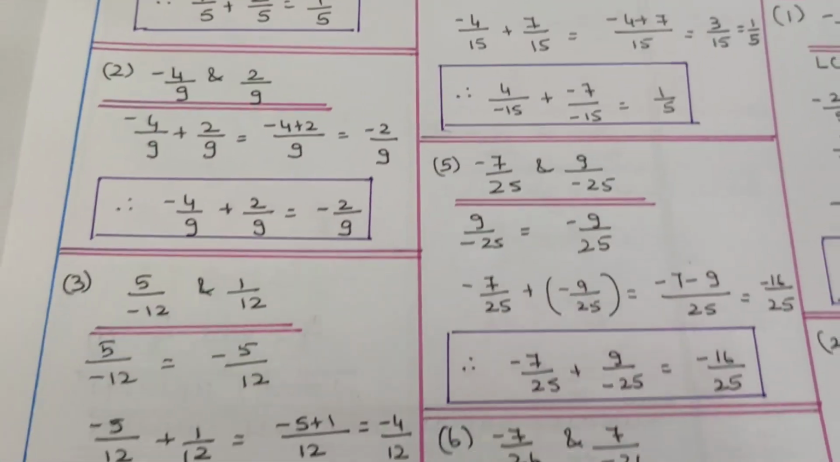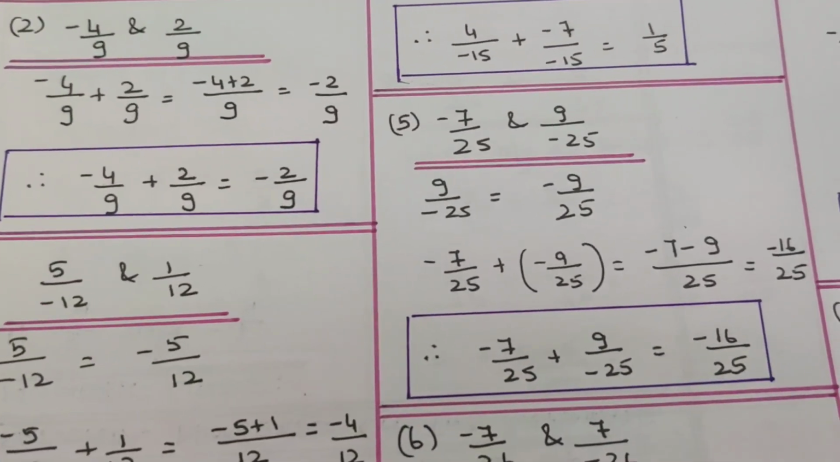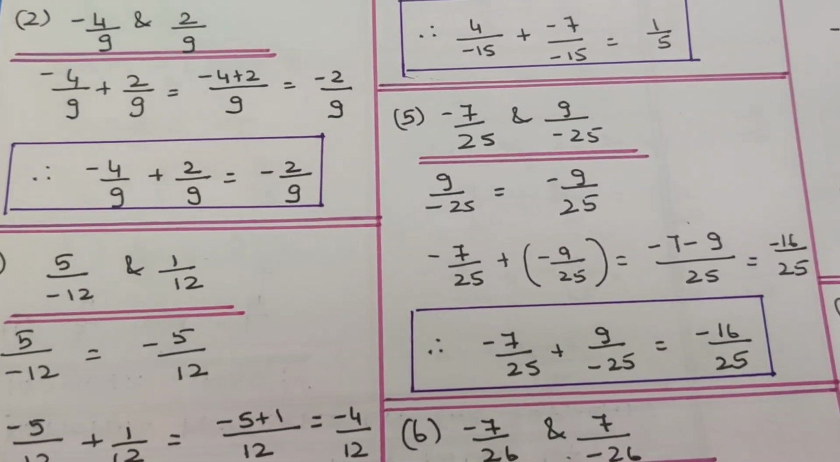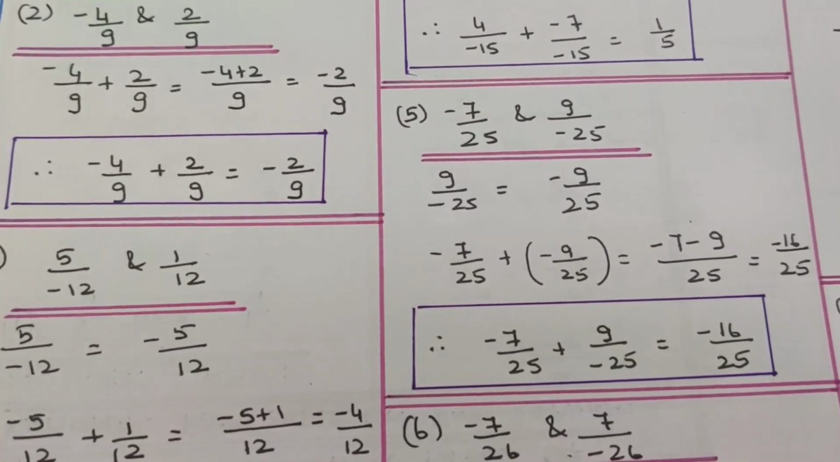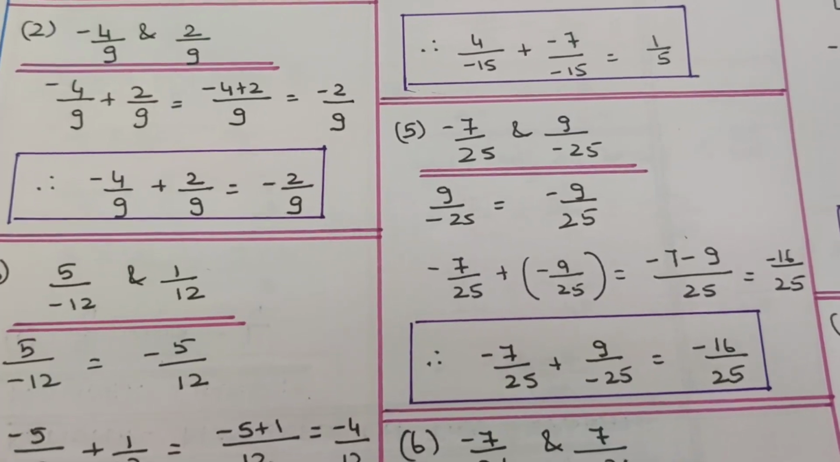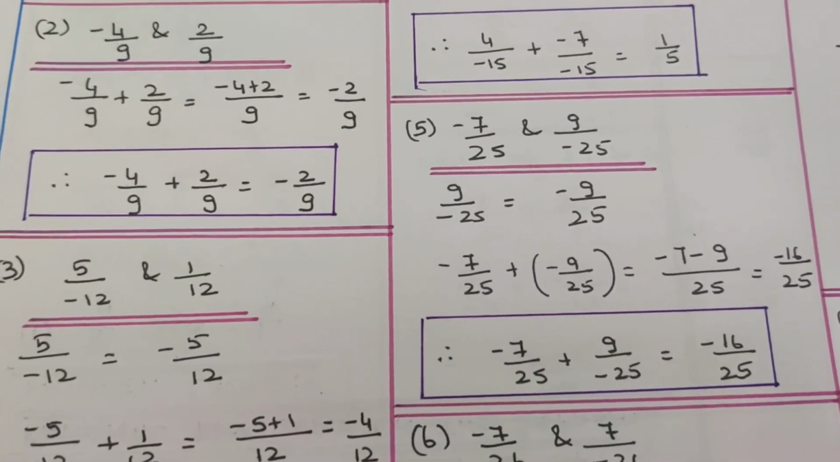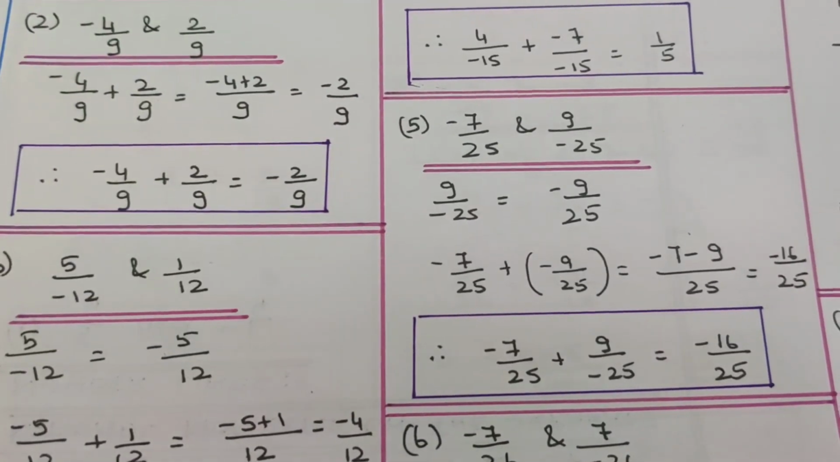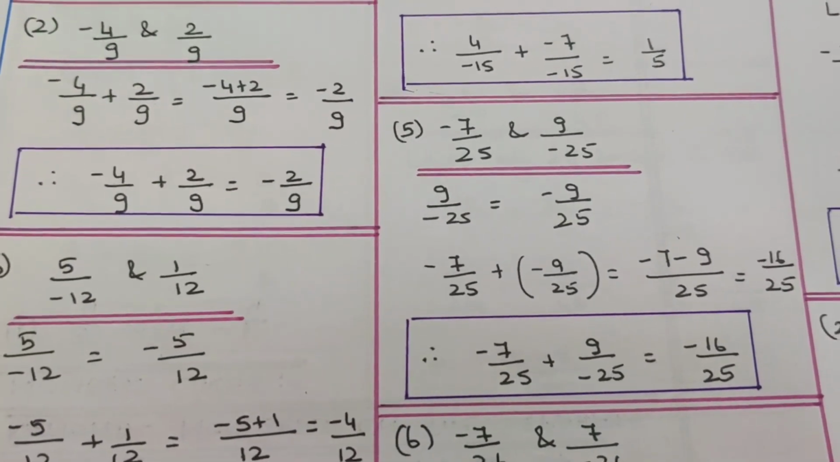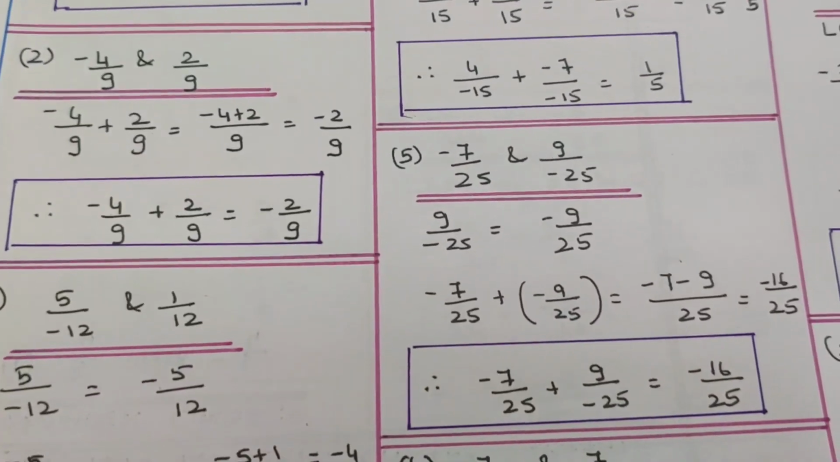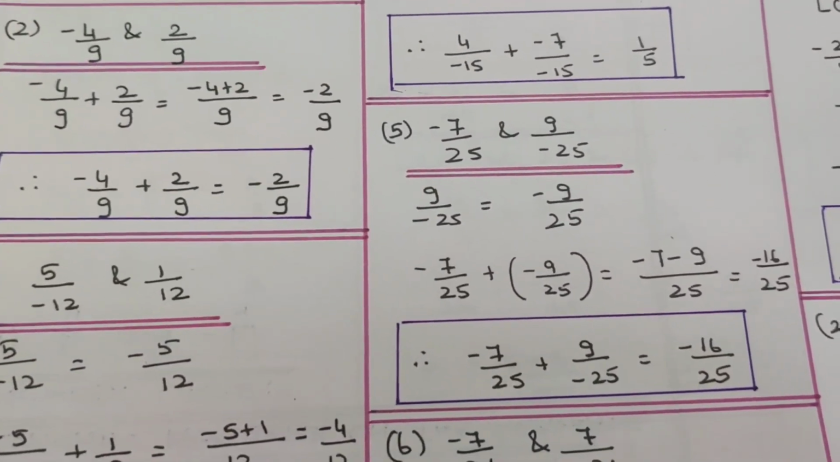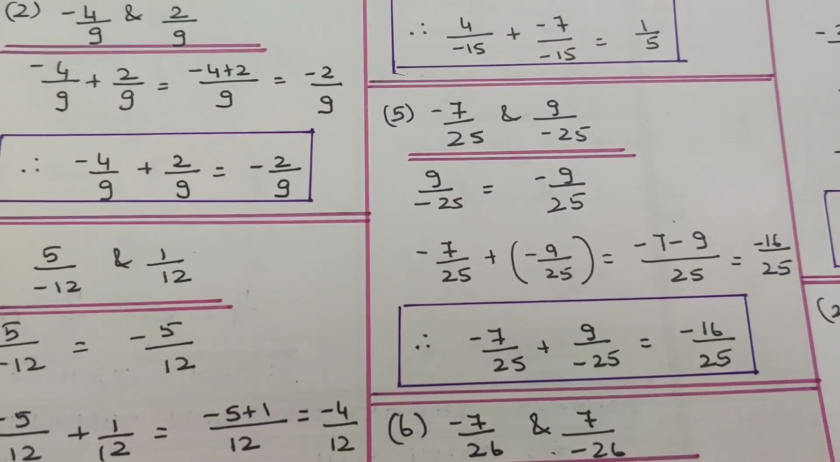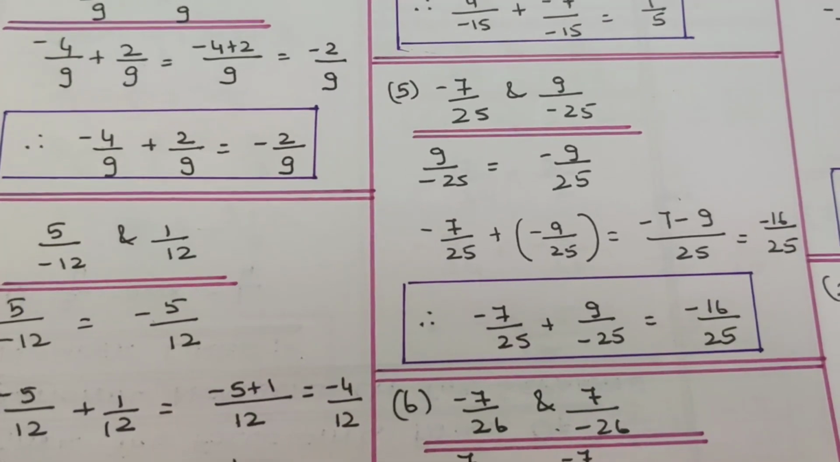The fifth sum is also simple because it's got the common denominator, and 9 by minus 25 can be written as minus 9 by 25. So minus 7 by 25 plus of minus 9 by 25. So with the common denominator we get minus 7 minus 9 by 25, that is equal to minus 16 by 25. You can't simplify it further, so let's keep the answer as minus 16 by 25.